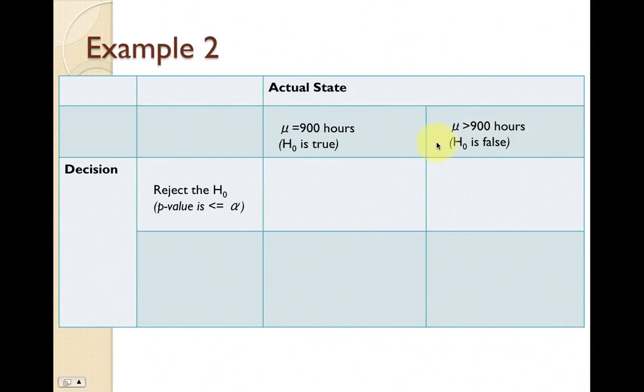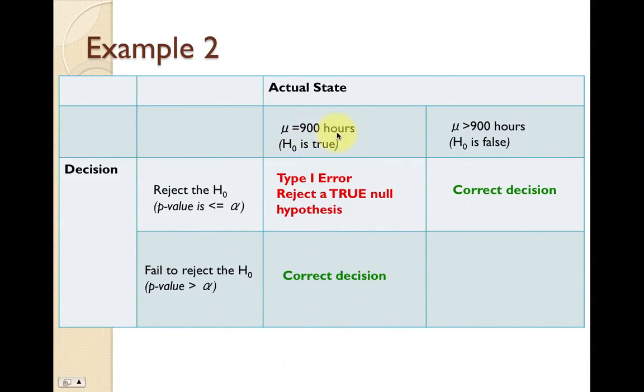Our decisions could be to reject the null hypothesis or fail to reject the null hypothesis, same as before. So we make the right decision if the null hypothesis is actually true and we don't reject it. We also make the right decision if the null hypothesis is false and we reject it. The type 1 error occurs when the null hypothesis is true and we incorrectly rejected it. A type 2 error occurs when the null hypothesis is false and we fail to reject it.